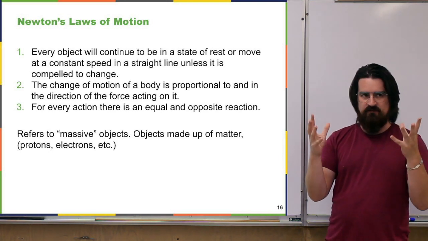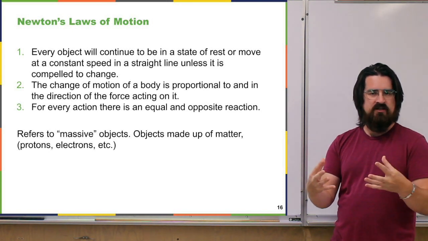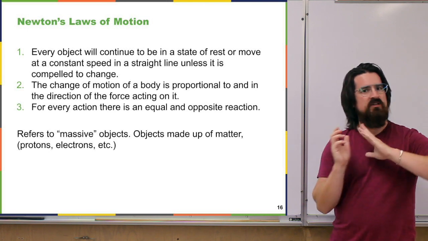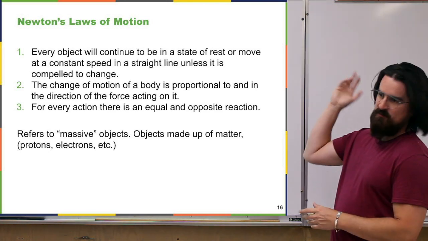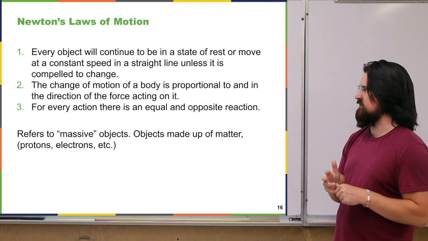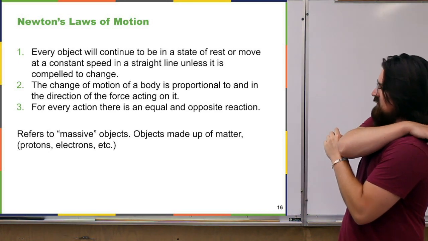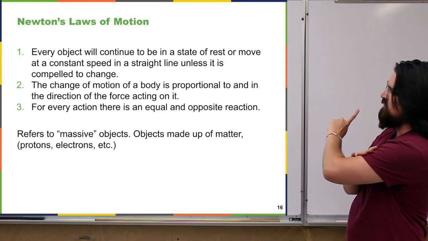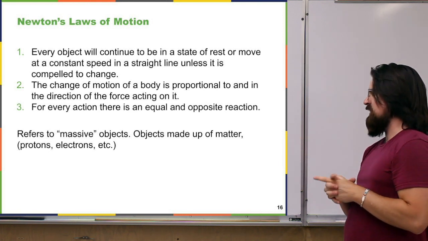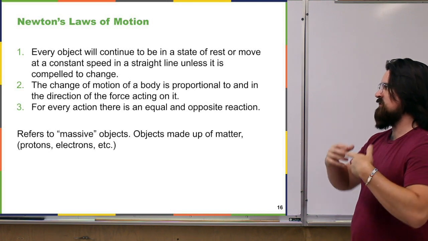So if an object is just sitting there, it's going to want to keep sitting there. If an object is zooming along at a constant speed, it's going to want to keep zooming along at a constant speed. So something has to come along to change that motion. It doesn't just change spontaneously. The second law is, how is that motion changed? Well, the change in the motion of a body is proportional to and in the direction of the force acting on it.